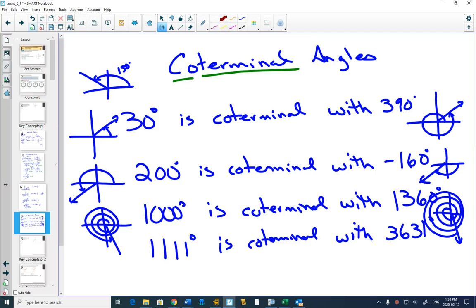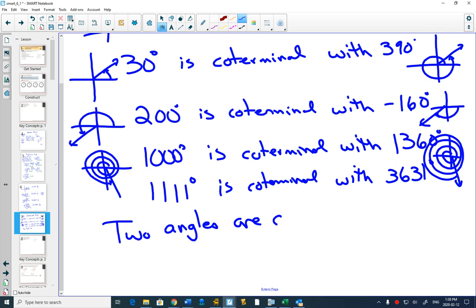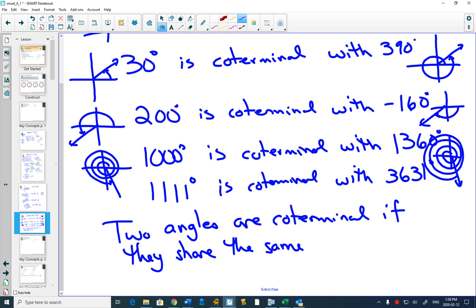So the definition of coterminal angles is that two angles are coterminal if they share the same terminal arm. Right? What are other co-words? Coexist.